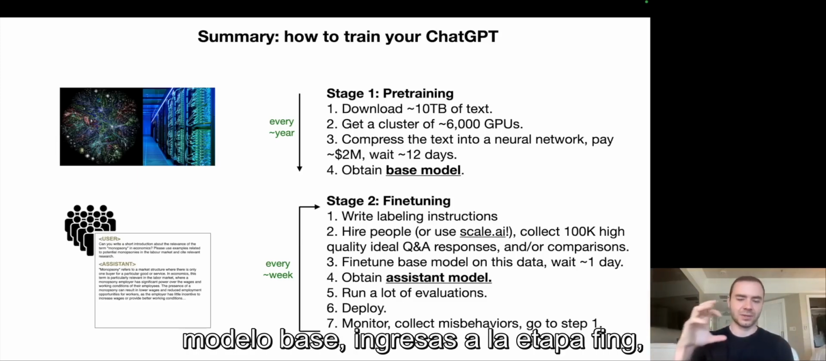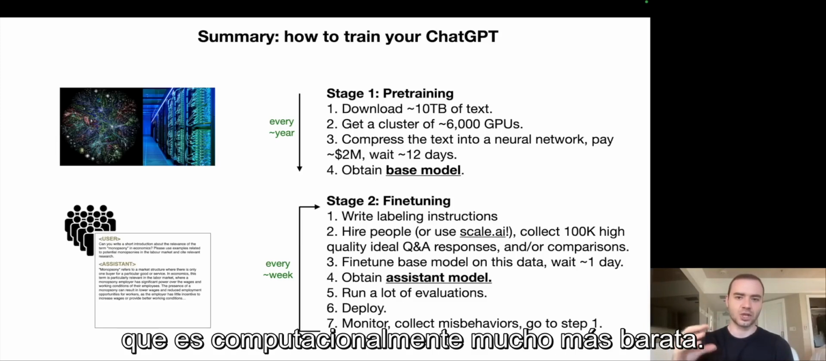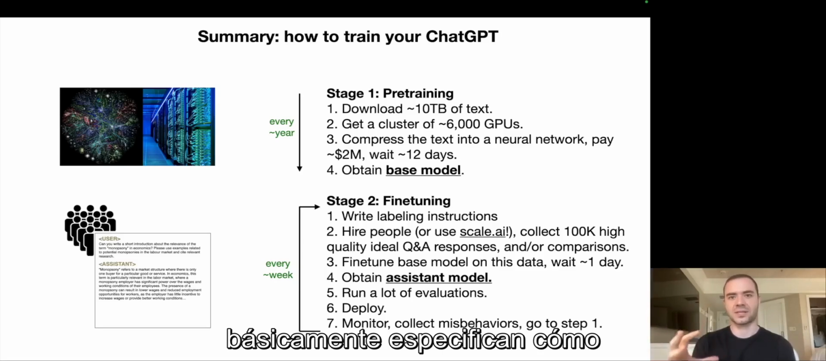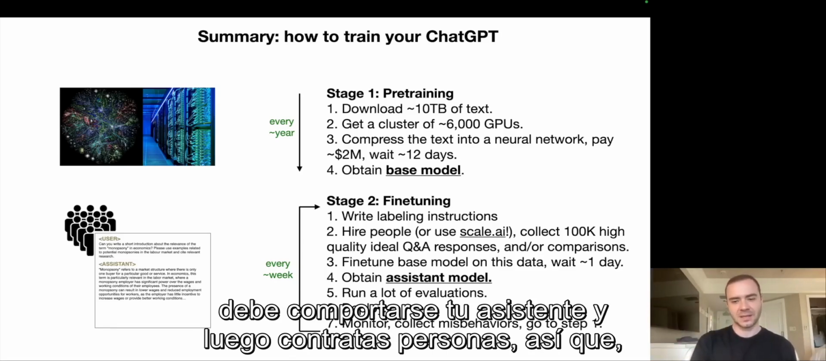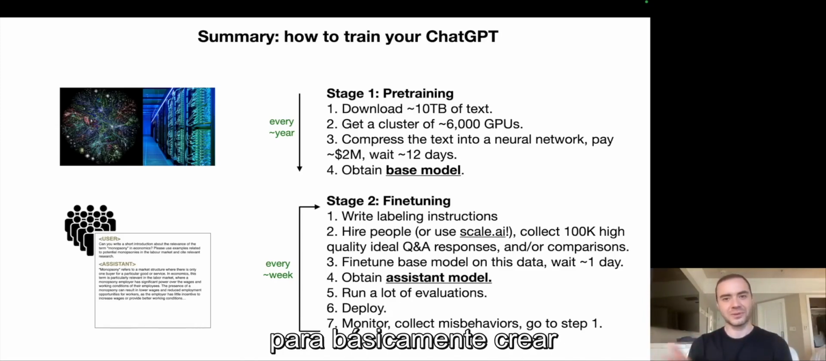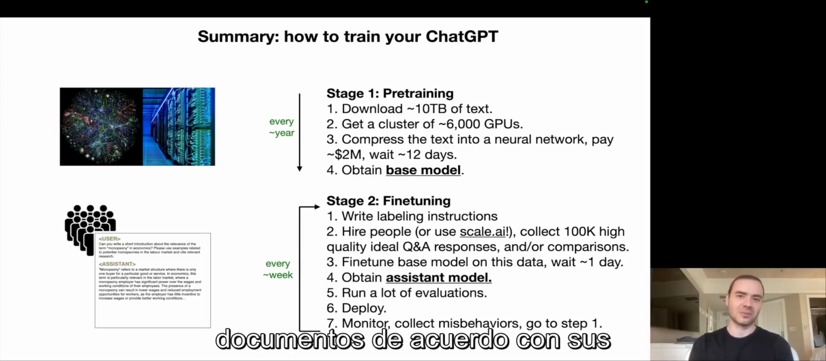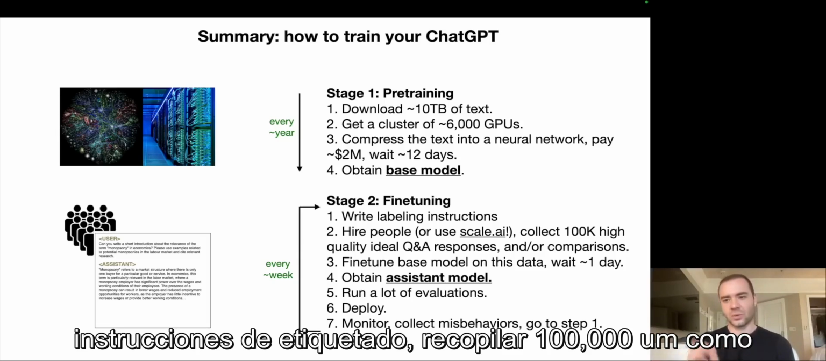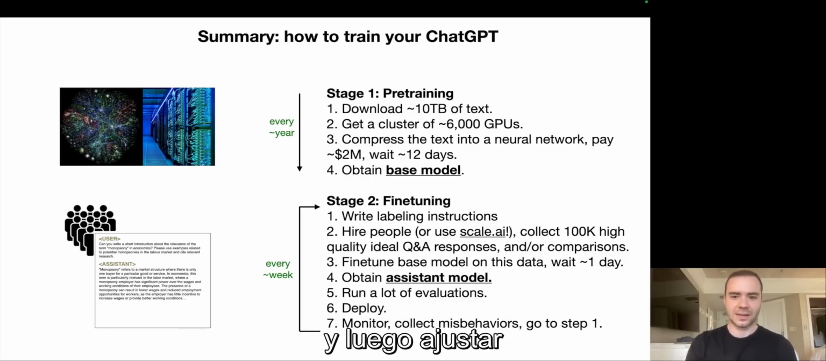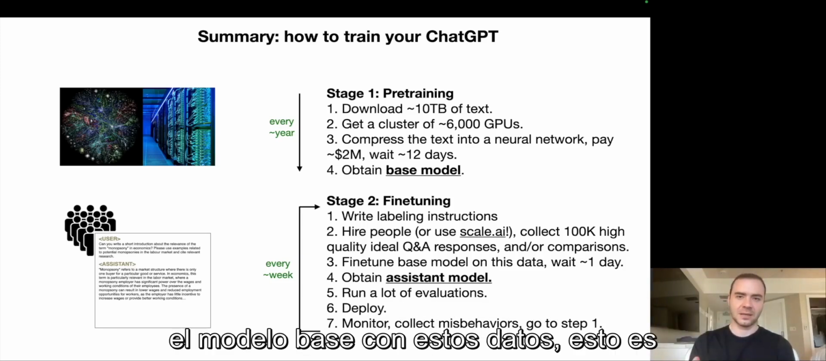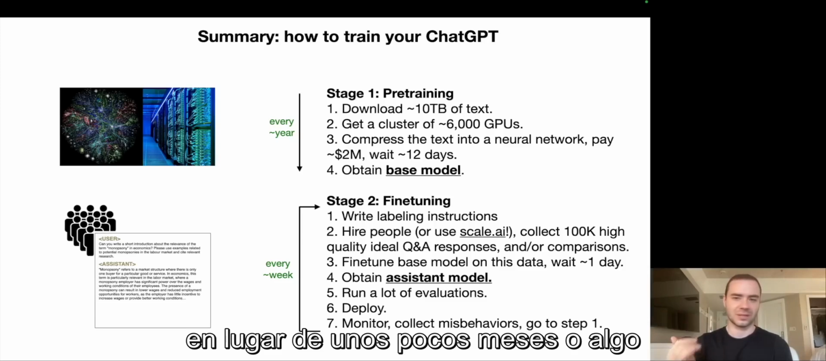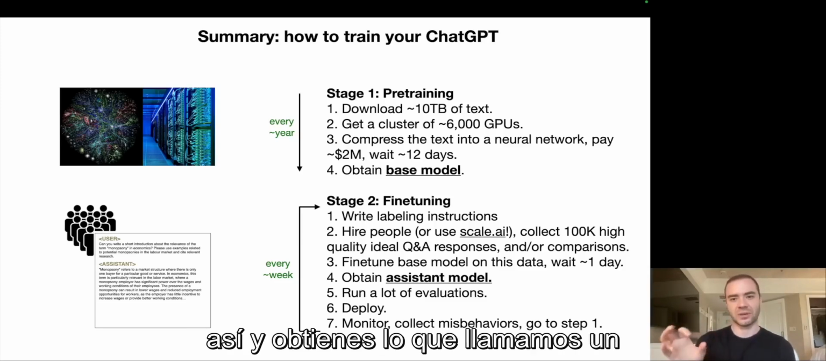Once you have the base model, you enter the fine-tuning stage, which is computationally a lot cheaper. In this stage, you write out some labeling instructions that basically specify how your assistant should behave. Then you hire people. So for example, Scale AI is a company that would work with you to create documents according to your labeling instructions. You collect 100,000, as an example, high quality, ideal Q&A responses. And then you would fine-tune the base model on this data. This is a lot cheaper. This would only potentially take like 1 day or something like that instead of a few months. And you obtain what we call an assistant model.